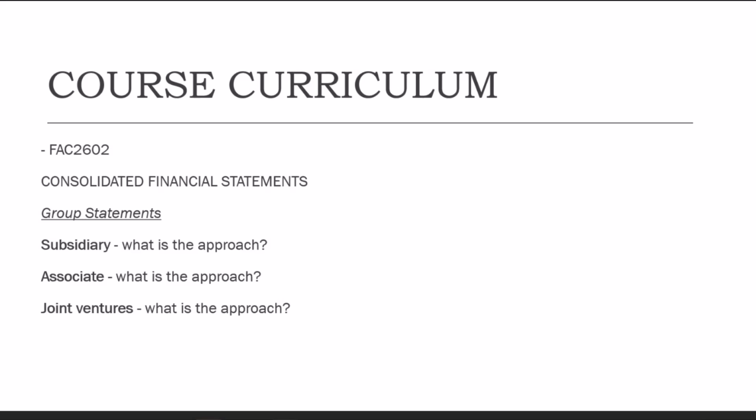FAC2602 is all about what? Preparing consolidated financial statements. So that is all that this module is about. How do you prepare consolidated financial statements? How do you put them together? If a company has got a subsidiary or an associate or a joint venture, how do you combine them to make one consolidated financial statement? So that is what consolidated financial statements are all about.